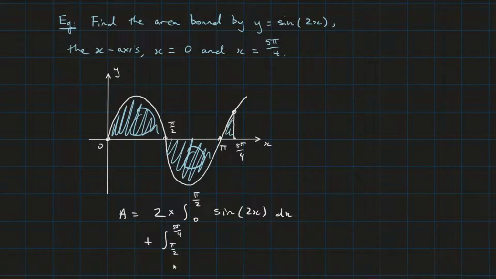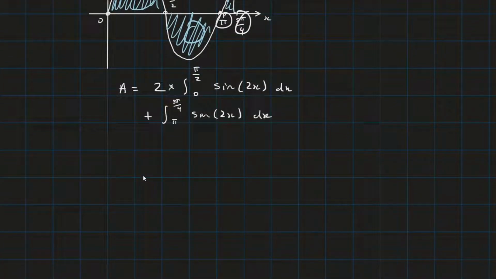So it shouldn't be pi on 2, it should be pi. It should be from pi to 5 pi on 4, from this to here. Same rule, obviously. Now let's evaluate each of these now.